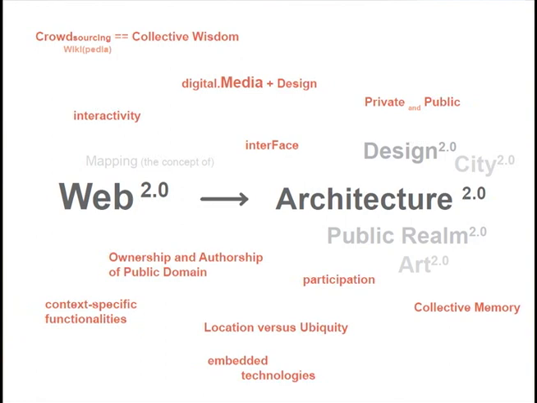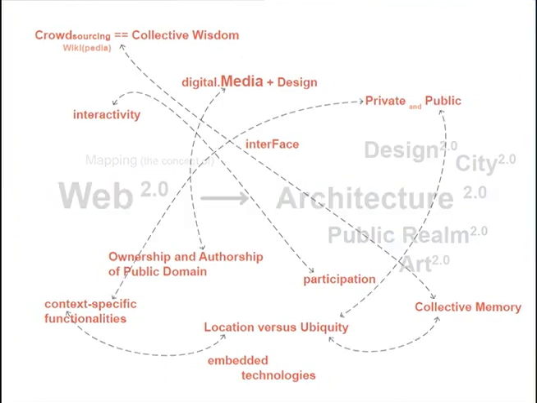If you look at what Web 2.0 is, you can qualify it with a number of attributes. We can talk about interactivity, crowdsourcing, context-specific functionalities, and very quickly we start noticing similar things with architecture: private, public, participation, collective memory, Aldo Rossi, and a number of other categories. Next, we can start pairing those together.